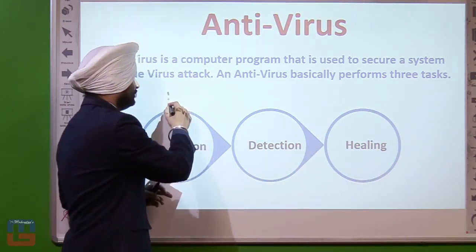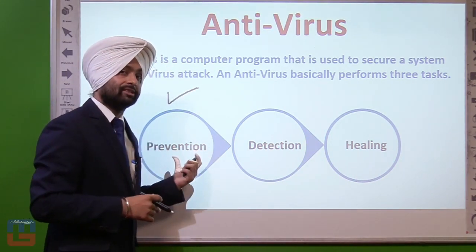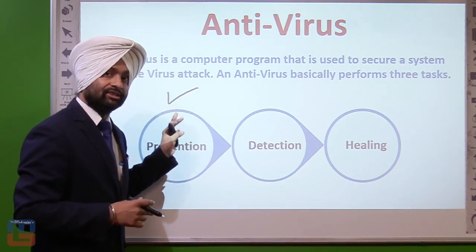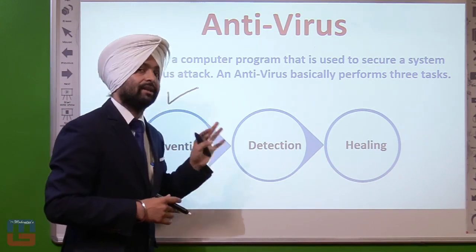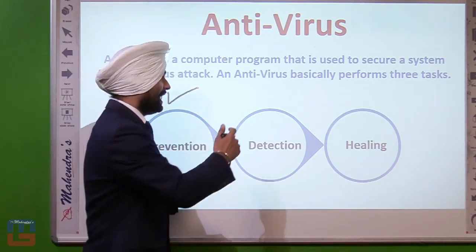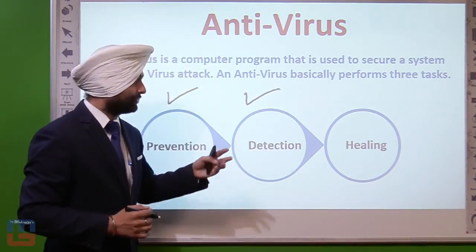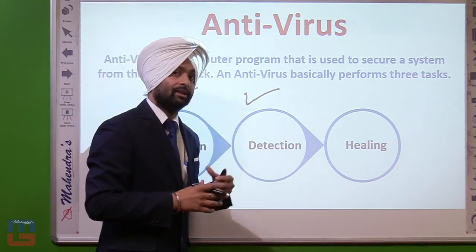Once the antivirus is installed on the system, the very first thing the antivirus does is the prevention. It makes sure that no virus attacks the system. In case the virus is successful in attacking a system, the antivirus moves over to the second phase, that is the detection. Now the antivirus detects what type of virus has infected our system.